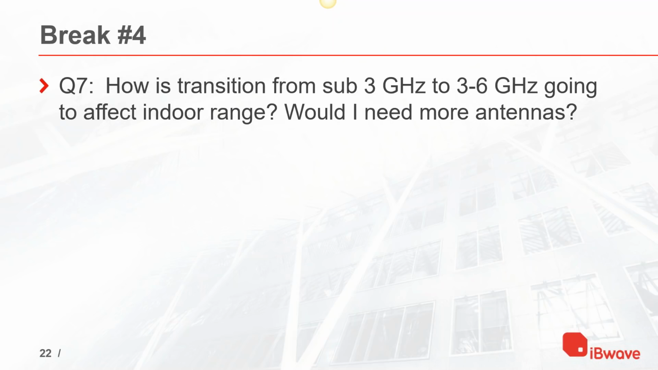How is the transition from sub 3 GHz to 3 to 6 GHz going to affect indoor range? Would I need more antennas? So the question then is, what is your starting point? For example, if you want to migrate your 2.1 gigahertz network to a 3.5 gigahertz network, you may be okay. You're going from, let's say, 2x2 MIMO to 4x4 MIMO, and you have more MIMO antennas, and that gap is not all that great, so you may survive without having to put in more antennas. But if you had a passive DAS at 1.8 gigahertz, for example, and you want to migrate to 4.9 gigahertz, which is the case in China, then you may need a whole new network with more antennas. So it all really depends on what the starting point is and what the end point is.